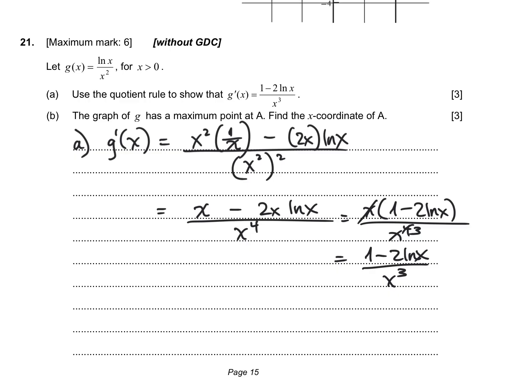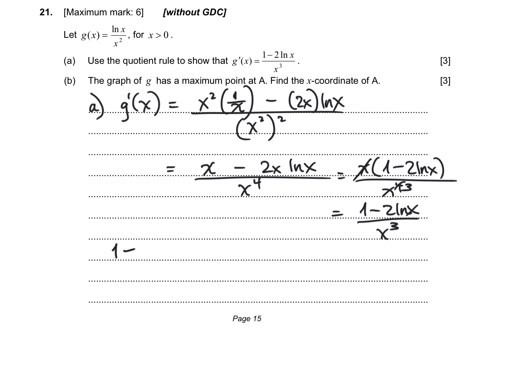The graph of g has a maximum at a, find the x coordinate. So we need to set 1 minus 2 natural log x over x cubed, the derivative, equal to 0 to find the maximum. When we multiply by x cubed, we just have 1 minus 2 natural log x is 0. Then we subtract 1 and divide by -2, which is 1 over 2, and write it exponentially. We're going to have e to the 1/2 is x.